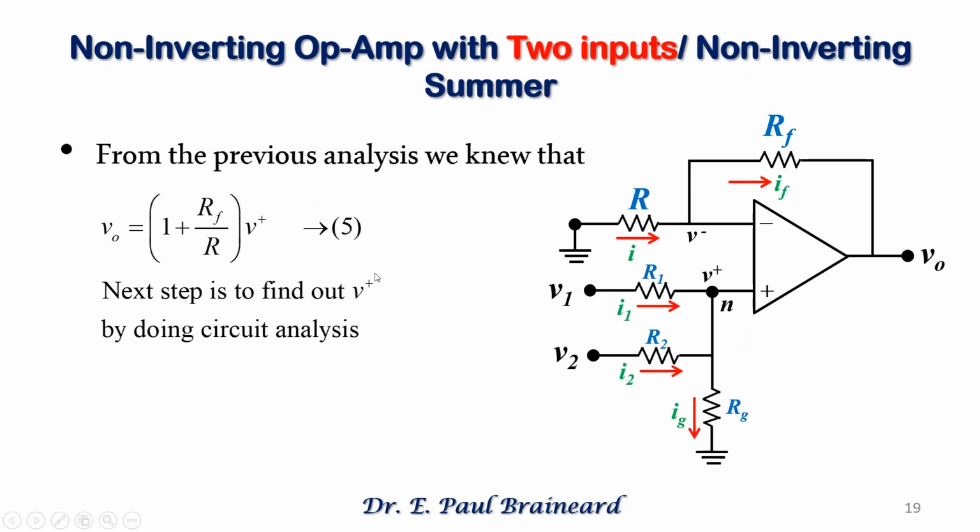Now we will move on to the non-inverting op-amp with two inputs. This is also called a non-inverting summer. The inputs are V1 and V2. Like we have done previously, let us first relate the output voltage with the non-inverting voltage V plus. Output voltage V naught is equal to 1 plus R_F by R into V plus. The next step is we need to relate V plus with V1 and V2.